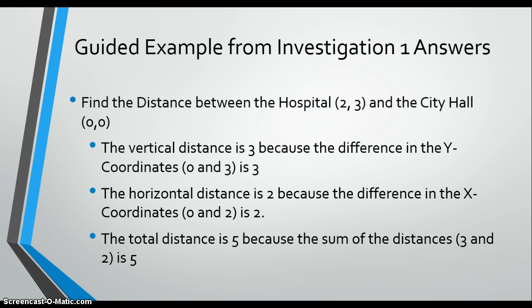To find the distance between the hospital and the city hall, we first want to find the vertical distance, which is 3, because the difference in the y coordinates, 0 and 3, is 3. We also want to find the horizontal distance, which is 2, because the difference in the x coordinates, 0 and 2, is 2. And then we find the total distance, which is 5, by adding the distances 3 and 2, which makes 5.